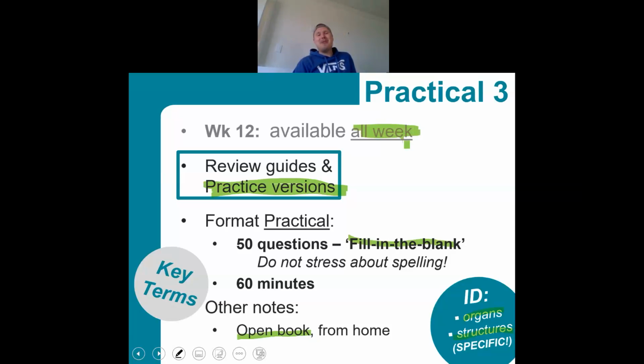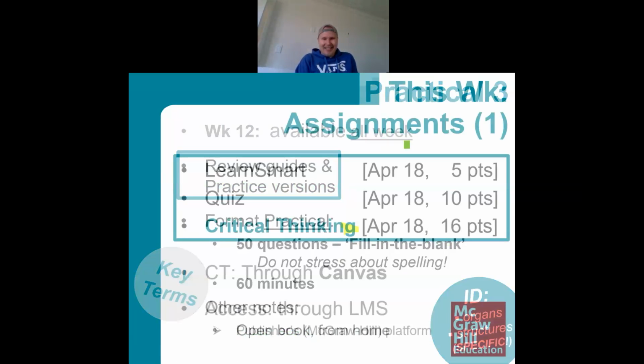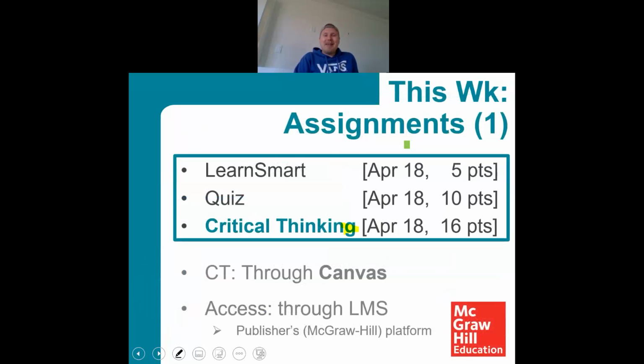What I want to do is to focus on this week. So this week, we have a lot of similar elements that you've seen before. We have the Learn Smart and we have the quiz. But what's new is that we are, instead of a lab, doing a critical thinking assignment. And the critical thinking assignment is worth 16 points, so it's quite a bit.